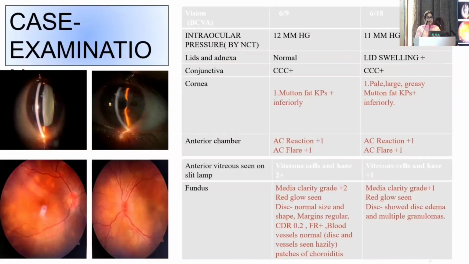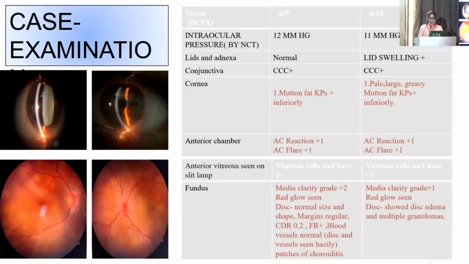On further examination, the best corrected visual acuity in the right eye was 6/9 and in the left eye was 6/18. The intraocular pressure by non-contact tonometer in the right eye was 12 and in the left eye was 11 mmHg. Left eye lids showed swelling, and in both eyes conjunctival congestion and circumcorneal congestion were present. The cornea in both eyes showed mutton fat KPs present inferiorly. AC reaction of +1 was seen in both eyes along with vitritis of +2 grade.